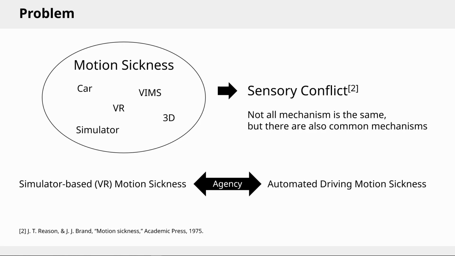Sensory conflict theory has been proposed as a mechanism that can cause motion sickness. The theory states that motion sickness is caused by visual or somatosensory information that is inconsistent with expected information based on past experience. On the other hand, automated driving motion sickness and simulator-based motion sickness are considered separately. But there are reports that motion sickness is more likely to occur in VR due to a decrease in agency. So there are similarities between automated sickness and VR sickness in terms of less agency condition.